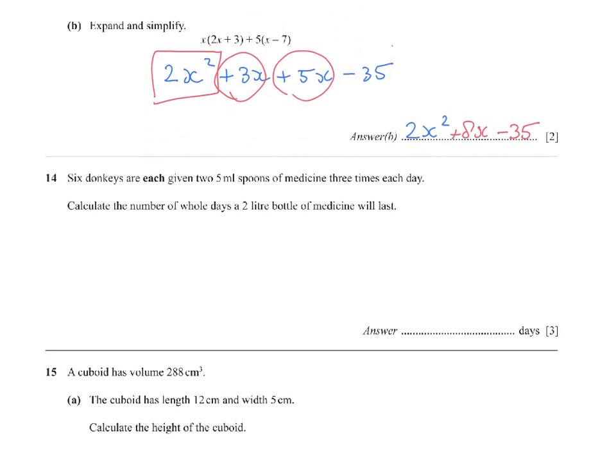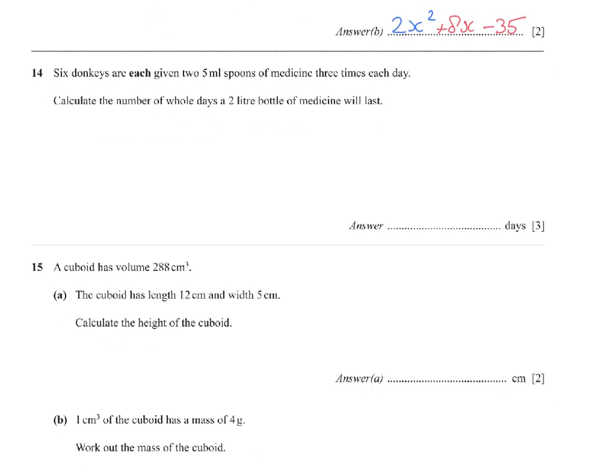That was that. Question 14, 6 donkeys are each given 2 5 milliliter spoons of medicine 3 times a day. Whoa, that's a lot of information. I'm going to read that again in a second. Let's continue. Calculate the number of whole days a 2-liter bottle of medicine will last. Okay, hang on a minute. So we have 6 donkeys, and each of them are given 2 5 milliliter spoons of medicine 3 times a day. Now let's just find out how much medicine one donkey is going to use.